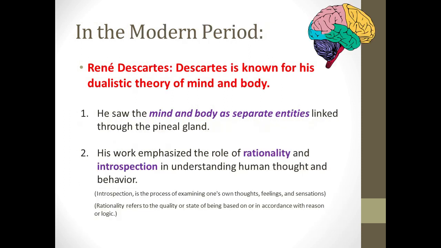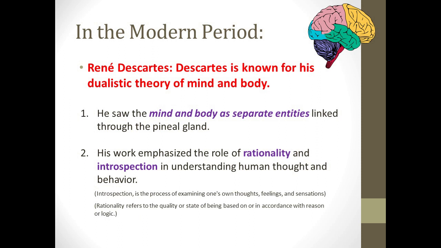Okay, now we came to the modern period. René Descartes is known for his dualistic theory of mind and body. Look at the first one. He saw the mind and body as separate entities linked through the pineal gland. What does it mean? René Descartes thought that the mind and body are like two different things that are connected through a special part in the brain called the pineal gland.